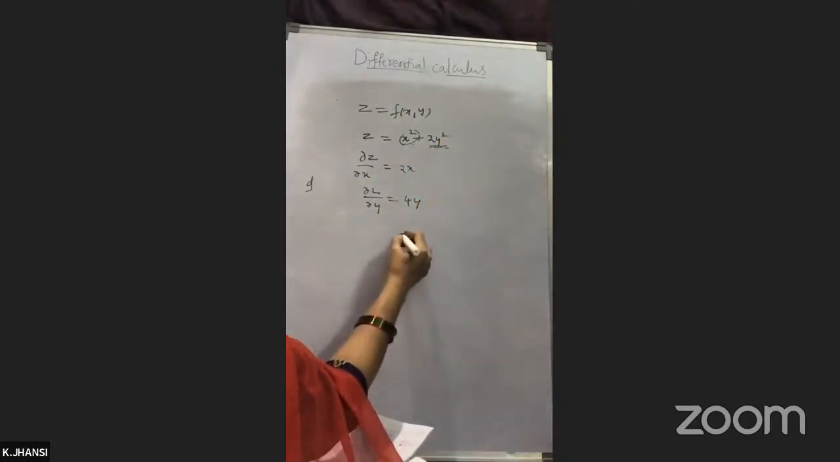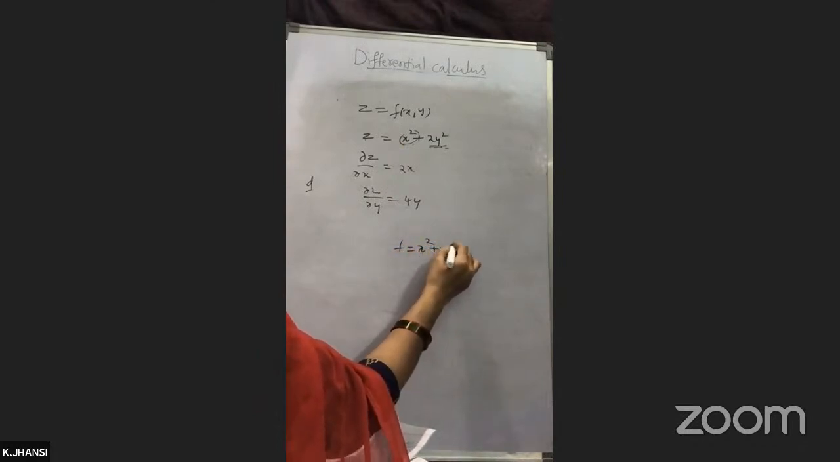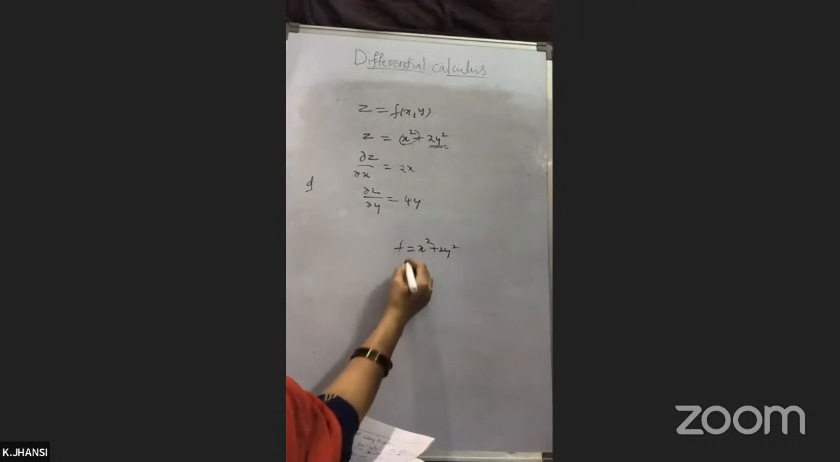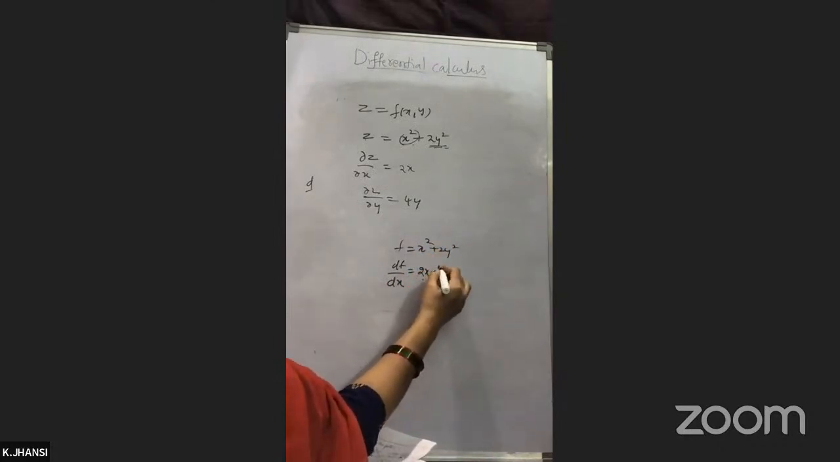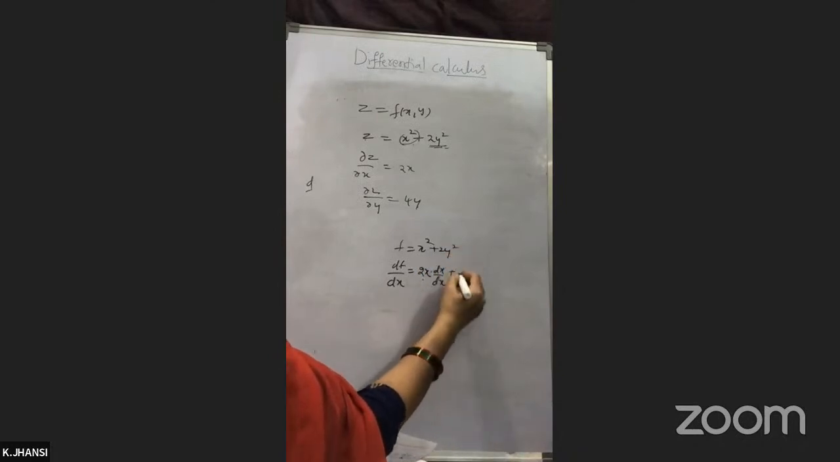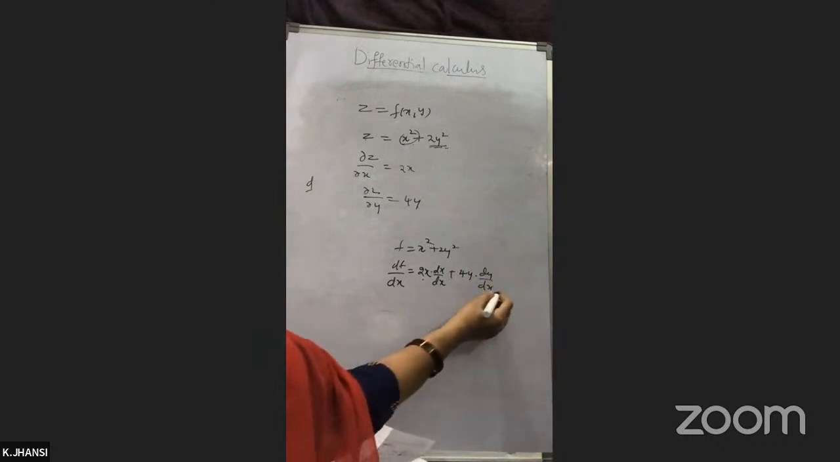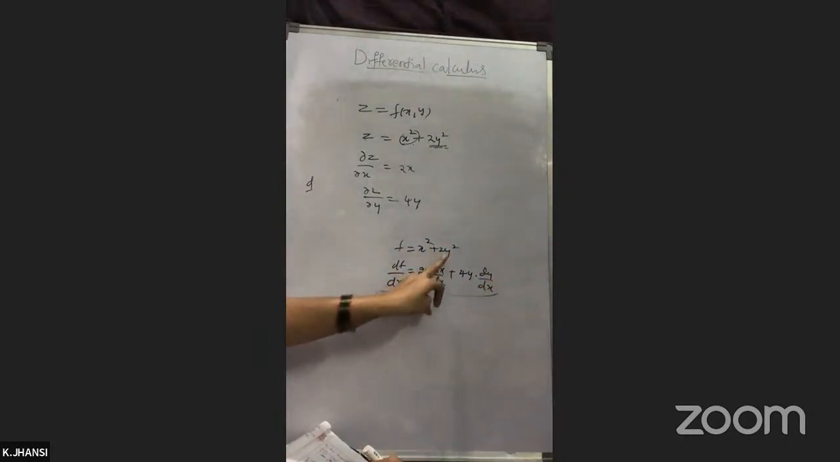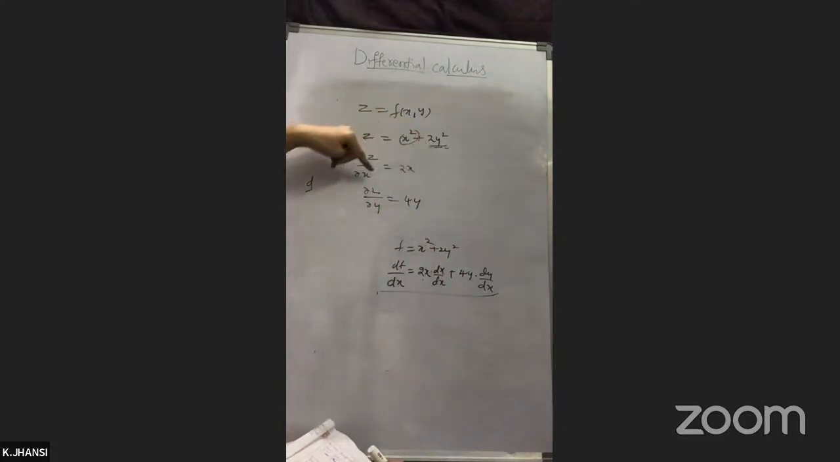If we take this same function f, x square plus 2y square, and do normal differentiation, what will happen? Taking df by dx, x square differentiation is 2x dx by dx, plus 2y square is 4y into dy by dx. This is the normal differentiation, where the combination of two terms can be differentiated at a time. But whenever it is partial differentiation, you do separate differentiation. That is the difference between these two differentiations. Try to remember that.